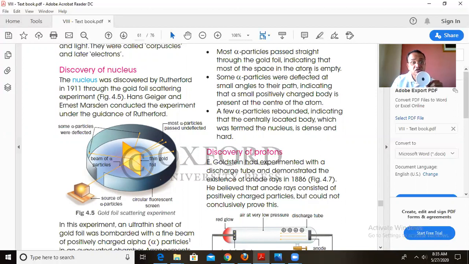So it was scientist Rutherford in 1911, through the gold foil scattering experiment, who discovered the nucleus, and he was helped by scientists Geiger and Marsden. They were working under scientist Rutherford. So what did they do? They took a gold foil.